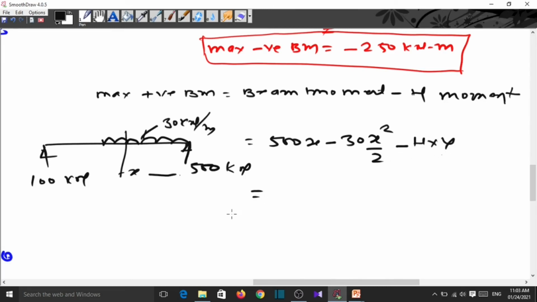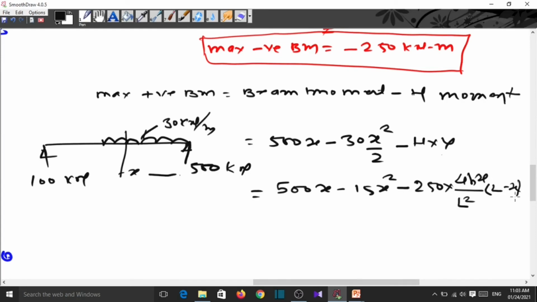So again here the moment is equal to 500x minus 15x square minus, we know H is equal to 50, and y is what? 4hx by L square into L minus x. Now for here this L is equal to L2 plus L2, because here the same case is here.